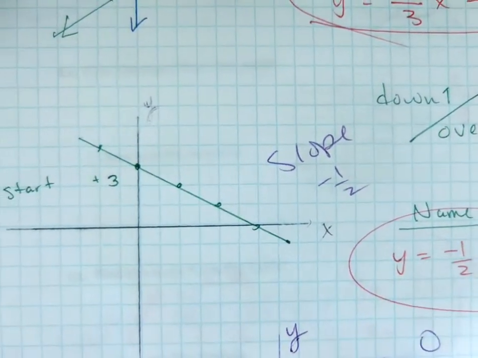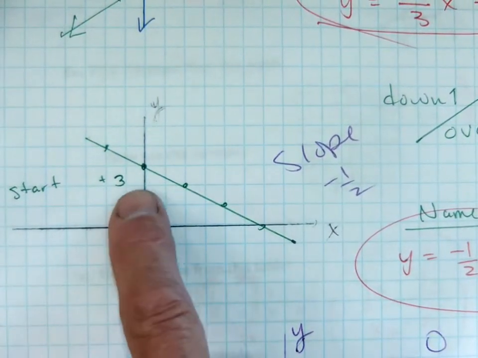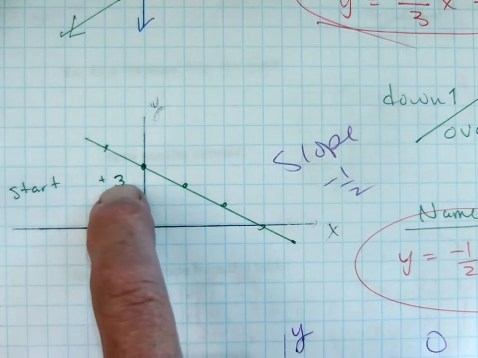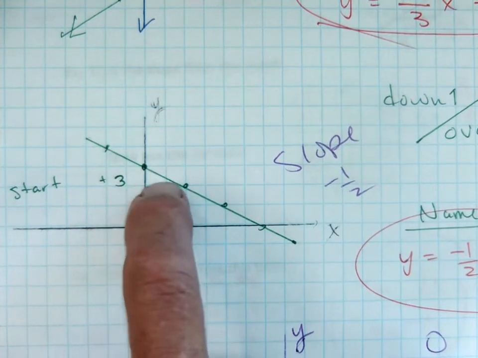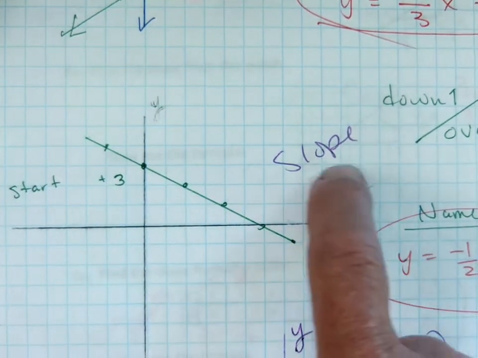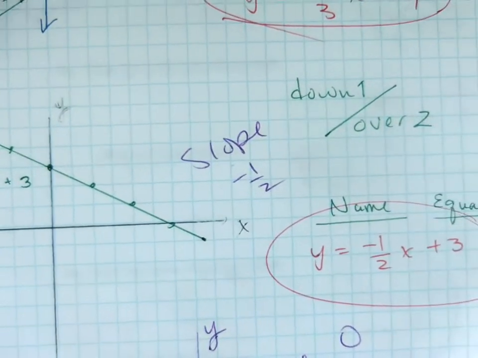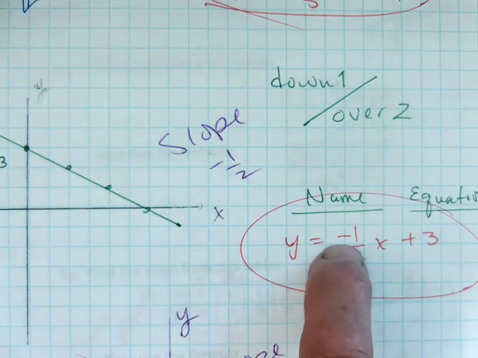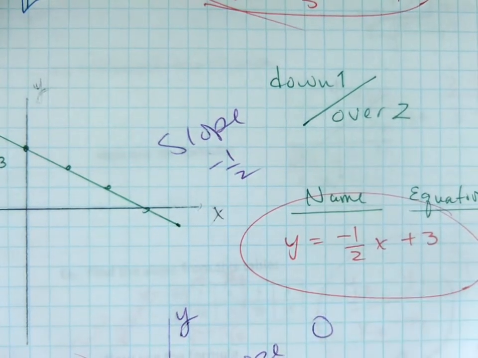Number 2, we looked at the fact that this line started at +3, that's my y-intercept, my starting point, and then it went down 1 over 2, so its slope would be down 1 over 2. So its equation would be y equals -1 over 2x plus 3.